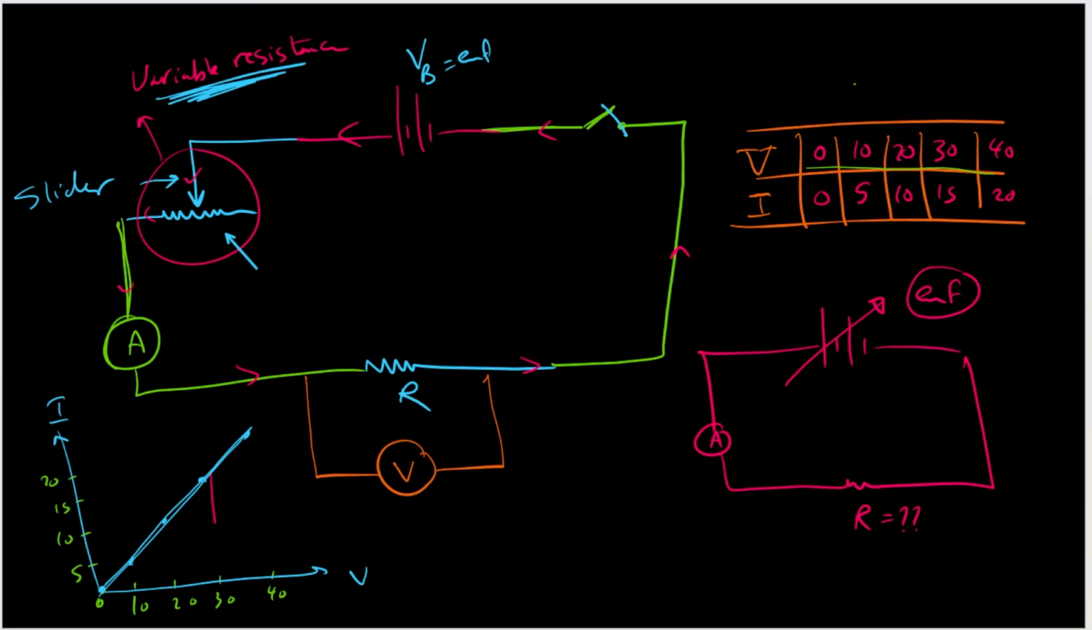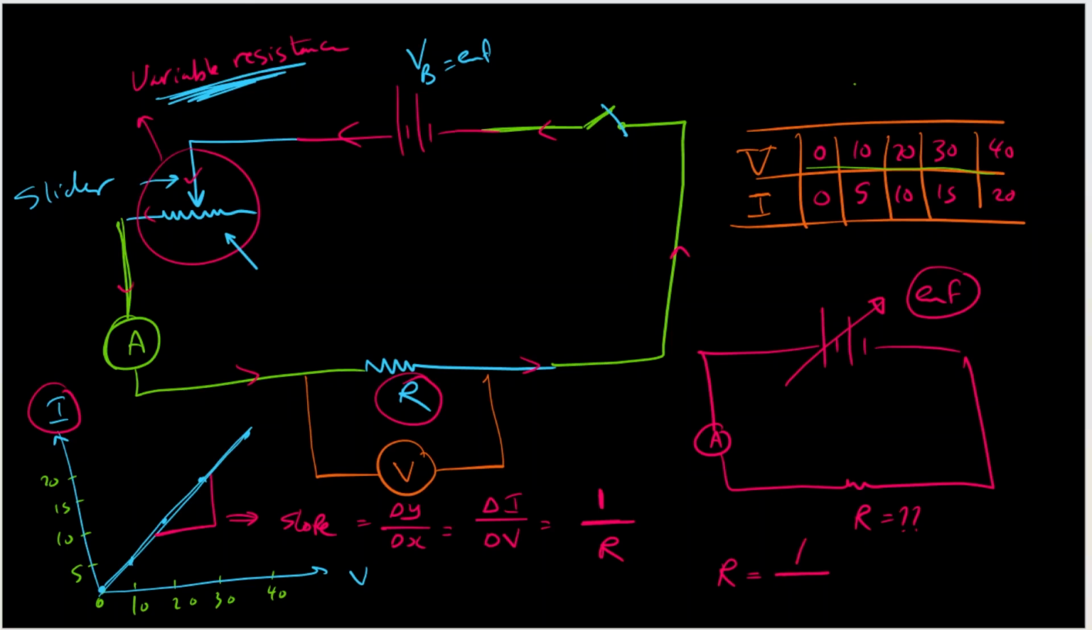So the slope of this straight line, how can we calculate the slope? The slope is equal to the change in the y-axis divided by the change in the x-axis. So this means the change in the current divided by the change of the voltage. This is equal to exactly 1 over R. This is called the reciprocal of the resistance, because we discovered that the resistance is equal to the ratio between V over I. This is called Ohm's law.